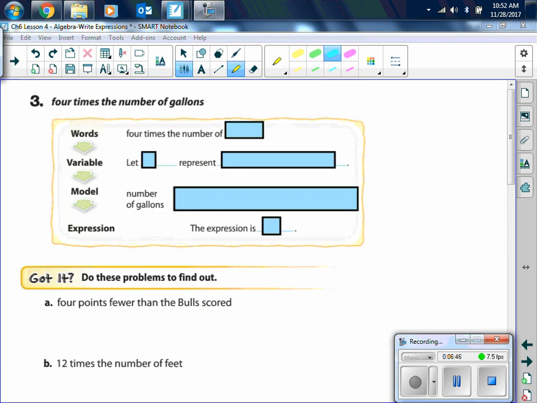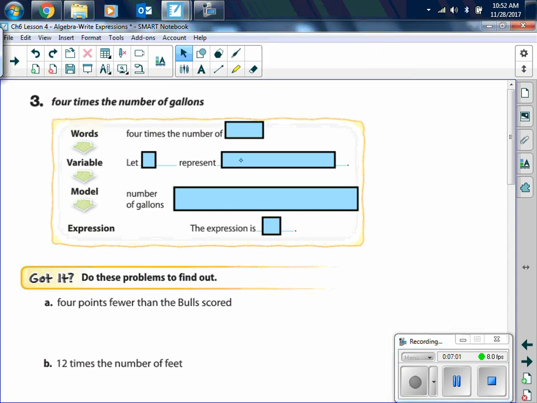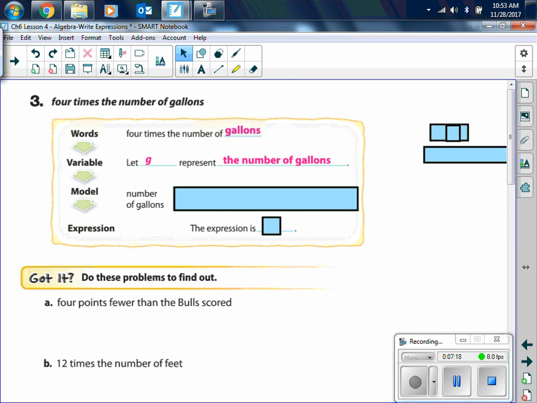All right. So for example 3, this is one I want you to write in your notes. Okay? 4 times the number of gallons. So the words are 4 times the number of gallons. Those are the words. Now, we want to know, what is it that we don't know? We don't know the number of gallons, right? So, let's say G is equal to the number of gallons.